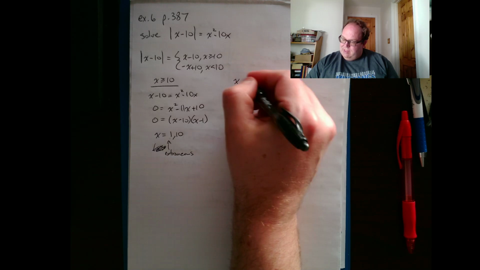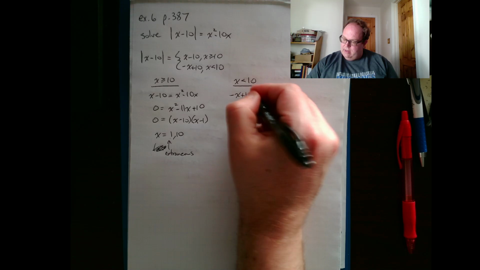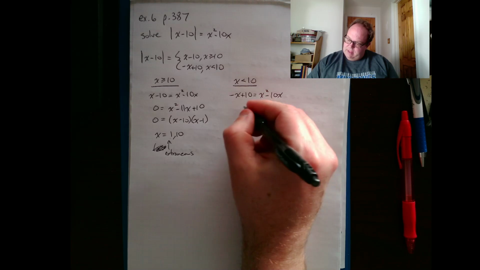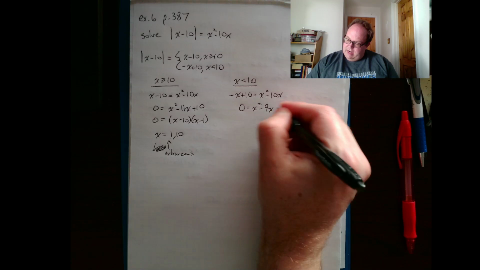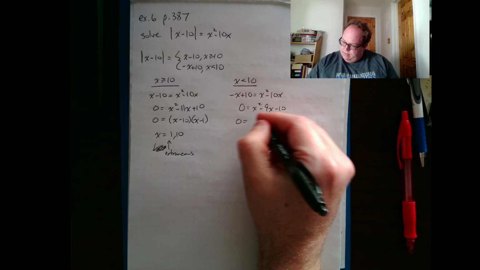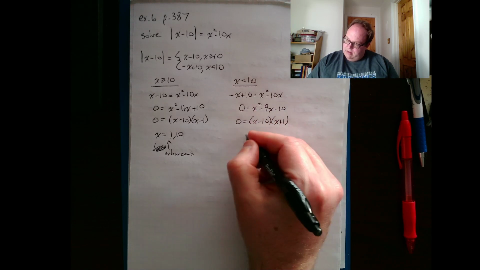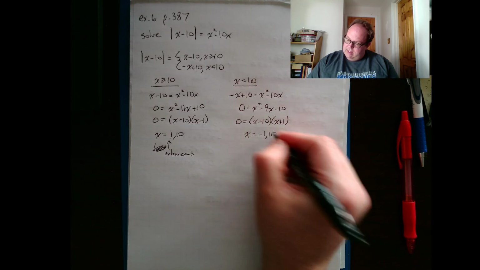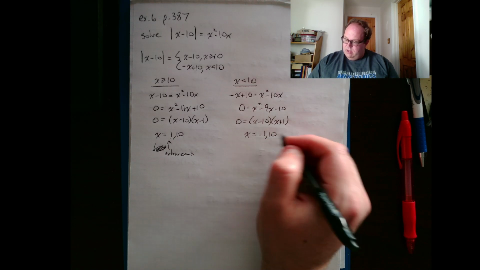And for x less than 10, I'm solving negative x plus 10 equals x squared minus 10x. Rearranging, I end up with 0 equals x squared minus 9x minus 10. That also factors nicely into x minus 10 times x plus 1. And then x could equal negative 1 and 10. Negative 1 satisfies the condition, but 10 does not.